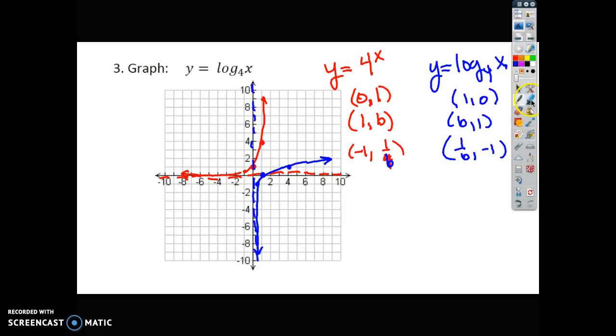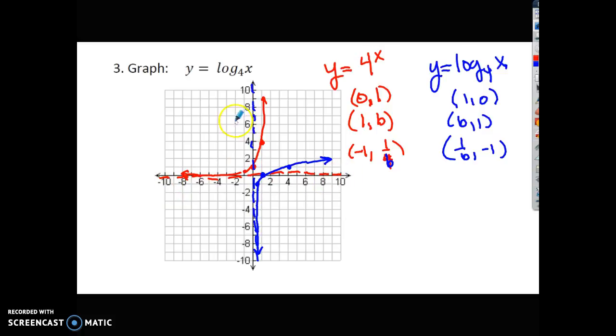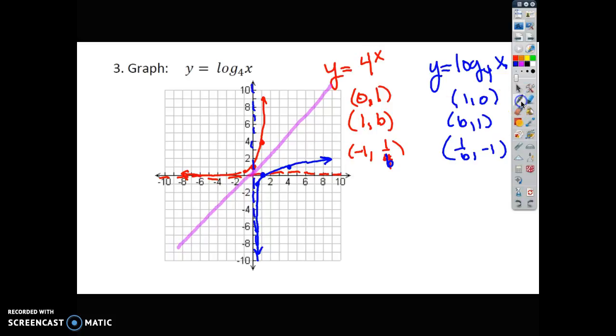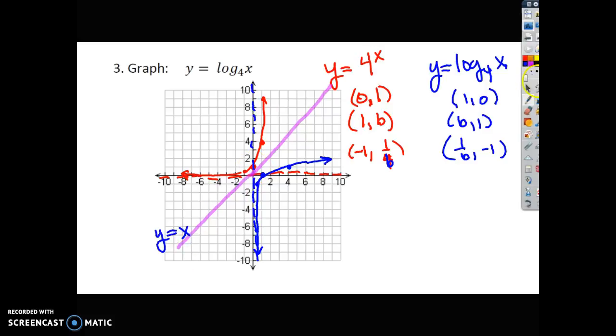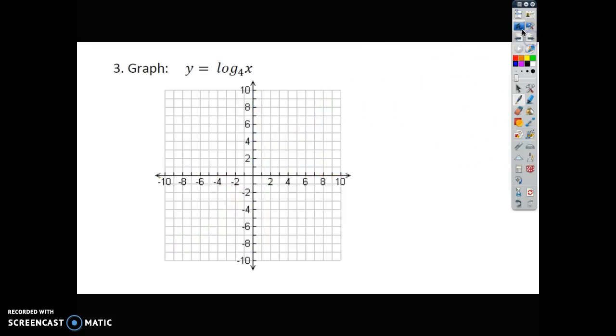And another important fact is that since these two are inverses, what do we know about the graphs of inverses? They are reflections of each other, right? Reflections over what? It's not over the x-axis, it's not over the y-axis, it's actually over this line. This line is called y equals x. And inverses are reflected over that line. Let's look at the next problem.